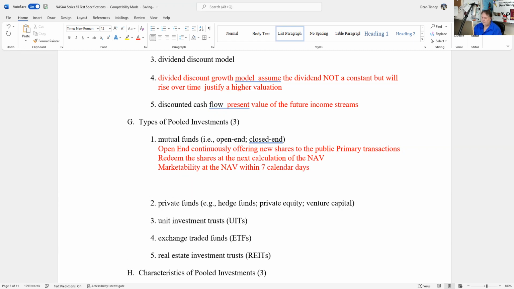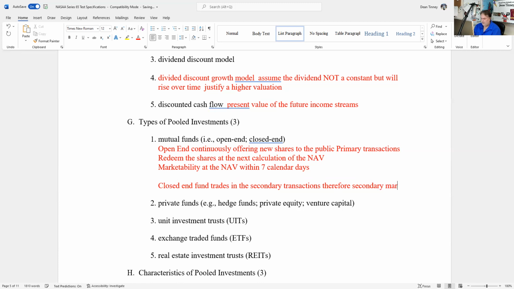Now, what you have to be able to do on the exam is contrast that with a closed-end fund. A closed-end fund does a one-time IPO, and then it trades in the secondary market. Let's just keep it consistent here: these are secondary transactions taking place in the secondary market.